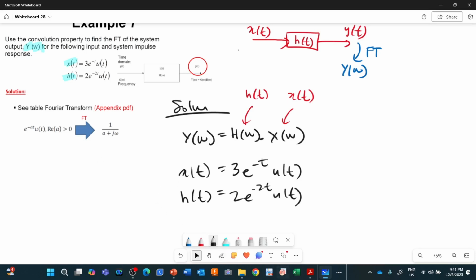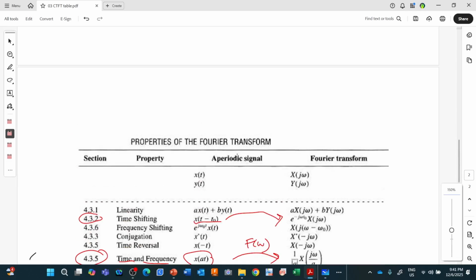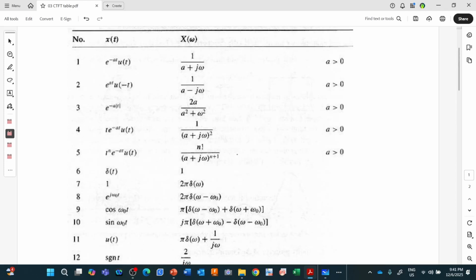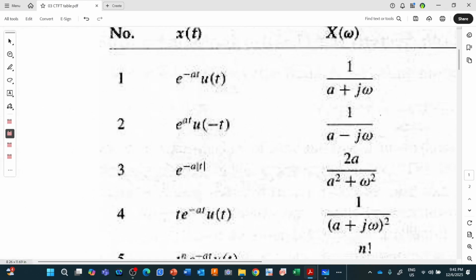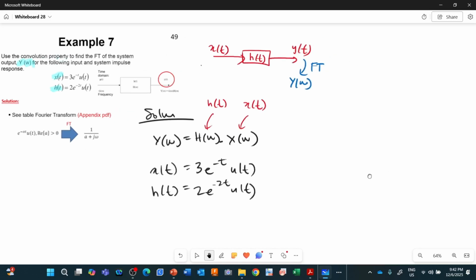Meaning that you need to refer to the Fourier transform table. Where is the similar equation? The first one, this one: e^(-at)u(t). A is the given value. So X(omega), the Fourier transform, is given by 1 over (a plus j omega). Write it first. I already wrote it there.